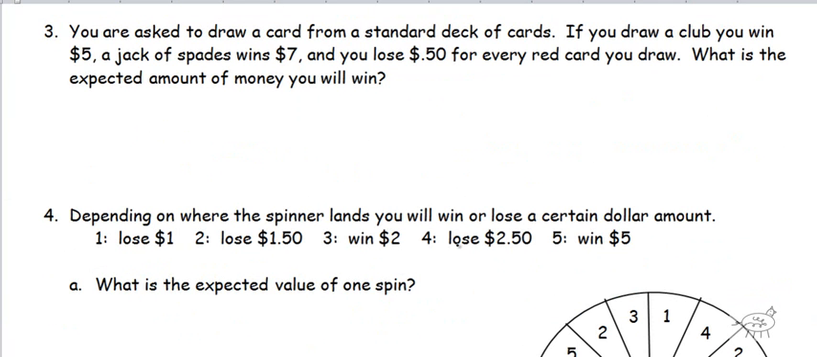Number 3, you are asked to draw a card from a standard deck of cards. If you draw a club, you win $5. A jack of spades wins $7, and you lose 50 cents for every red card you draw. What is the expected amount of money you will win? Okay, so that's interesting. So you're going to win $5 if you draw a club. And you guys agree they're 1/4 of the cards are clubs. And a jack of spades, you win $7. And there's only one jack of spades.